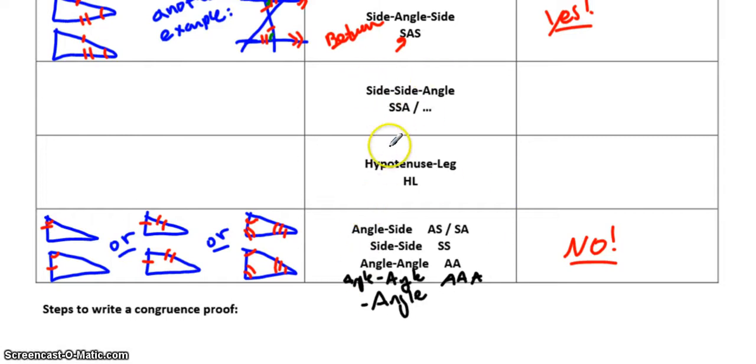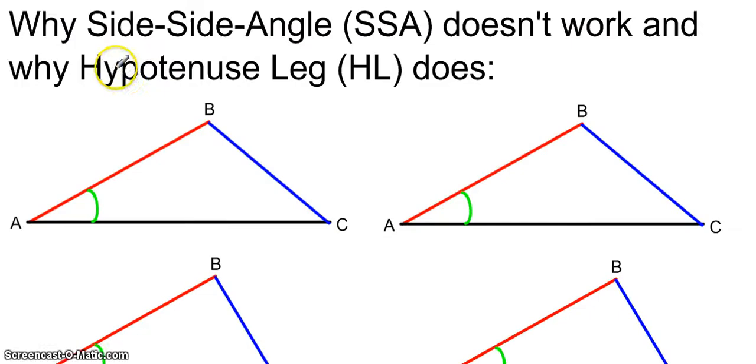What about side angle and hypotenuse leg? Well, these are a little more interesting. Okay, side angle doesn't work, but hypotenuse leg does work. And you maybe haven't heard of hypotenuse leg yet, so I'll show you what that is right now. Remember, side angle, if you've got two triangles that have one congruent angle, a congruent side, okay, and another congruent side, and the congruent angle is not in between those two sides. See, the angle right here is not between the two sides. Now you might be tempted to say, well, those two triangles look pretty congruent, so they're going to be congruent. But in fact, they're not.